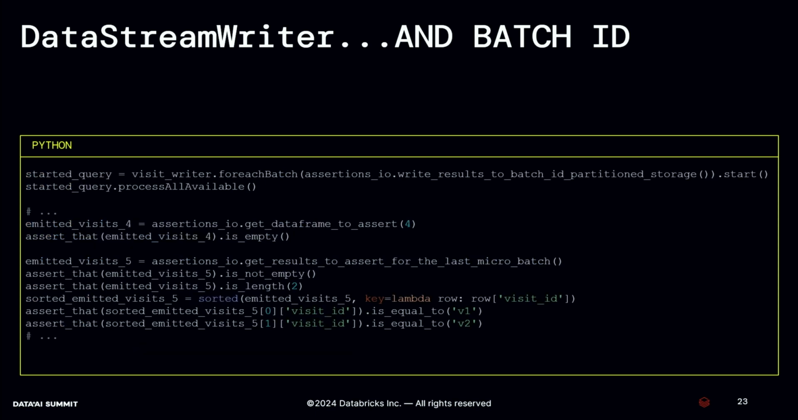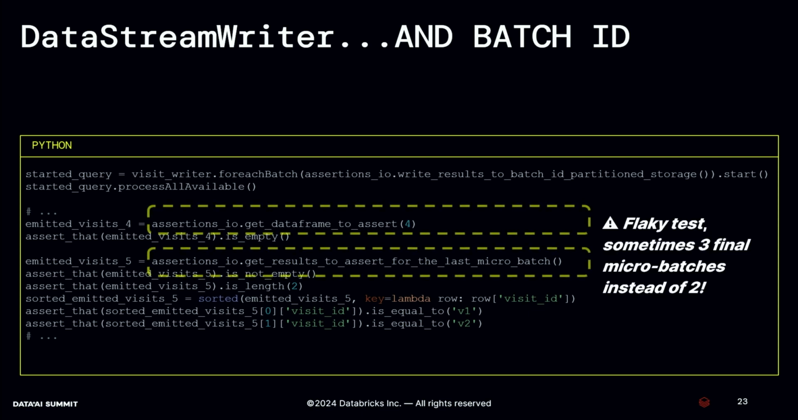And overall, it gives you something like this. So we have our processAllAvailable, and later we get the data and we perform the assertion. So you can see that for the microbatch number 4, the generated data should be empty, while for the microbatch number 5, it should not be empty. But there is a gotcha. The gotcha is this getResultsToAssertForLastMicrobatch function.